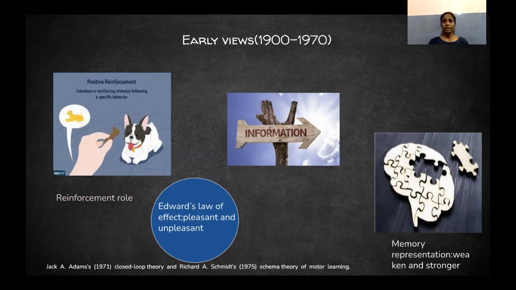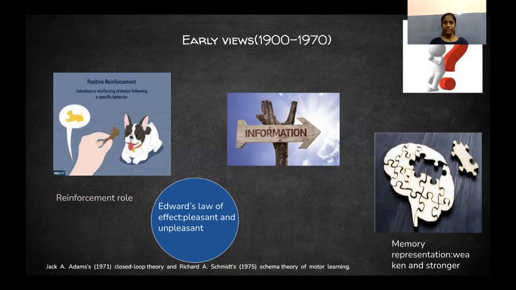Practice without feedback fades the goal movement pattern and weakens the memory representation. Frequent and immediate feedback enhances motor learning and strengthens the memory representation, and it is supported by Adams' and Schmidt's schema theory. But this was questioned in the 1980s.